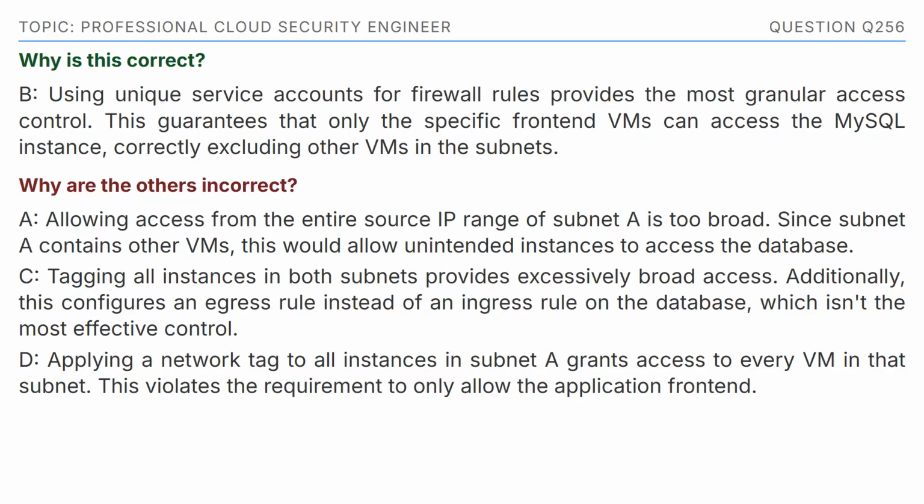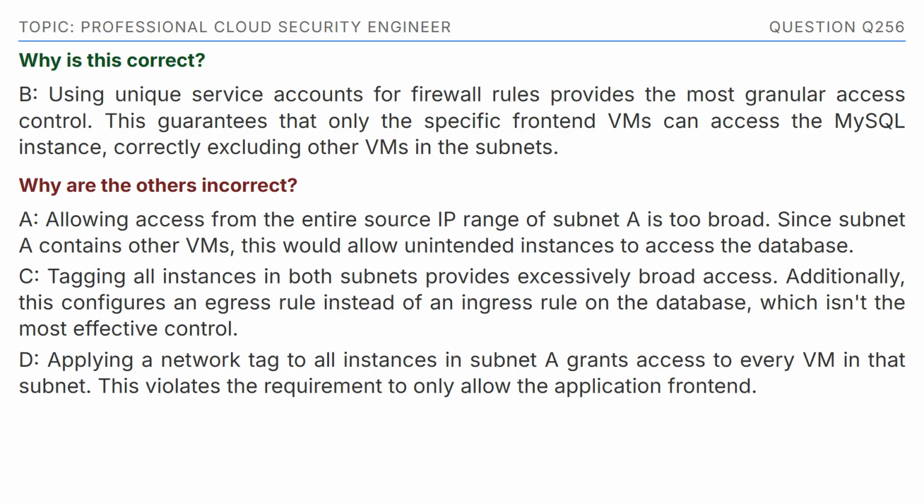Why is this correct? B. Using unique service accounts for firewall rules provides the most granular access control. This guarantees that only the specific frontend VMs can access the MySQL instance, correctly excluding other VMs in the subnets.